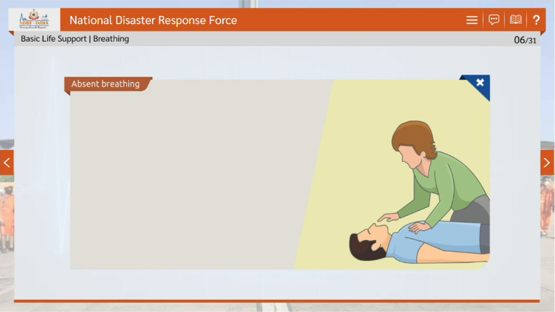Absent breathing is when there is no chest or abdominal movement. Air cannot be heard and felt exiting the mouth or nose.